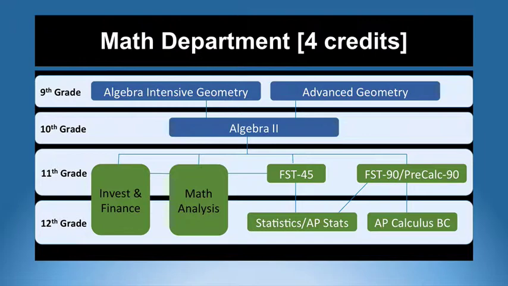The first course meets 90 minutes at double block, 5 days a week for the first semester, and then Pre-Calc does the same for the second semester. From there, they can feed into AP Calculus BC if they wish. They can also jump into statistics or AP stats. And if they want, they can take investment finance or math analysis, which is open to any junior or senior. Students who do not want that same level of challenge can hop into an FST 45 course that goes for the whole year. From there, they then can go into math analysis, investment and finance, or they can opt for the statistics or AP stats course.